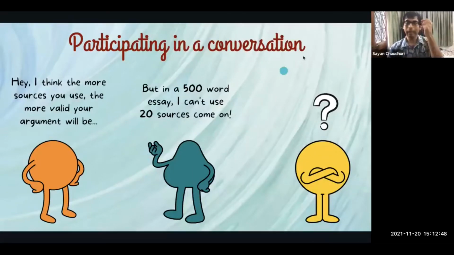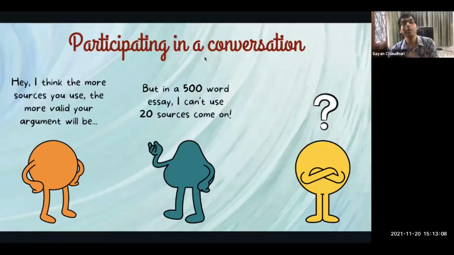So another way you think about sources is that you are becoming part of a conversation through sources, and you're doing it every day. You are entering into conversations which other people are already having. Or sometimes you are starting a conversation, but then other people are joining.